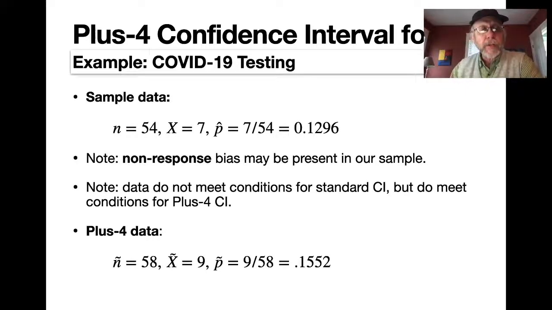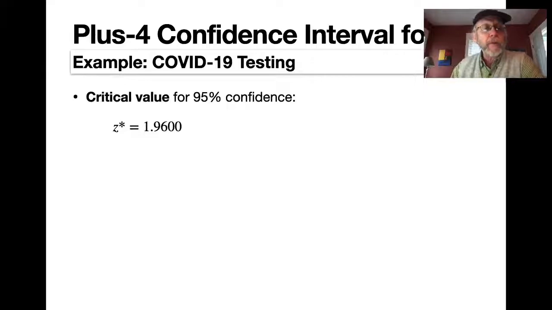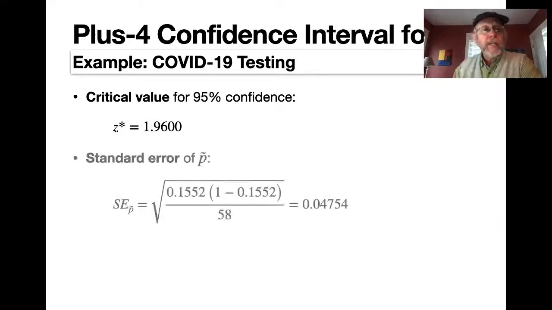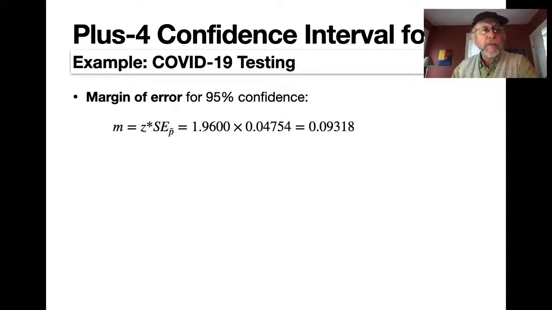Now, to calculate the confidence interval, we just proceed as if the +4 data were the actual data. So we want a 95% confidence interval. We need the critical value for 95% confidence. That comes from the standard normal distribution. It's 1.96. The standard error we compute is, again, from the +4 data. So I use the +4 point estimate of 0.1552. And there you see that standard error computed. It's about 4.7, 4.8% in that range. So the margin of error for 95% confidence is our critical value times our standard error. That turns out to be about 9.3%.